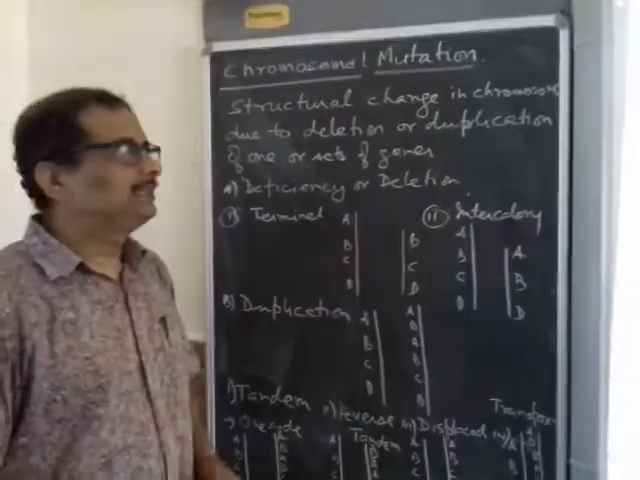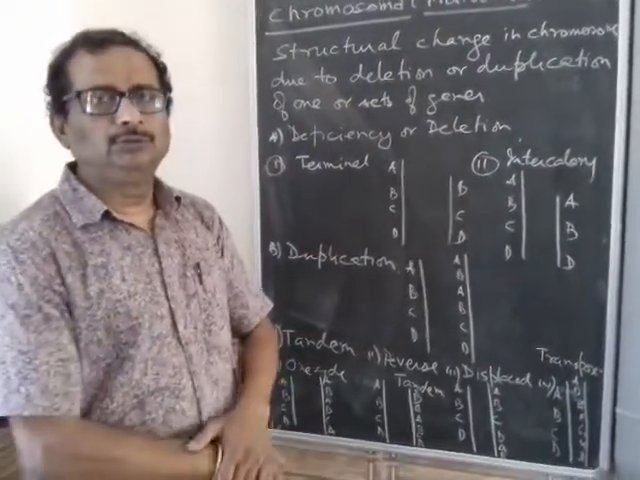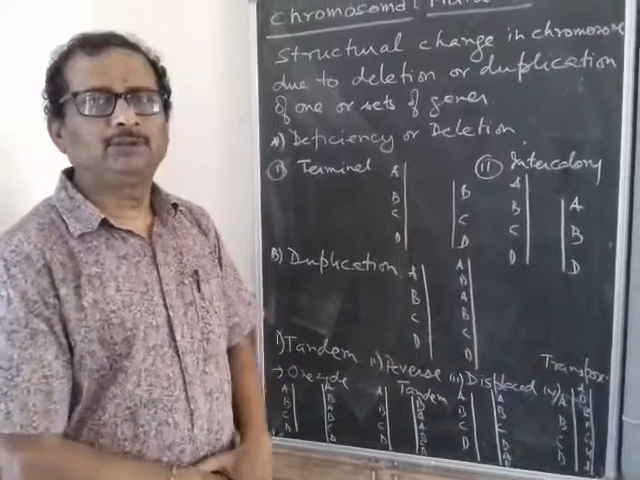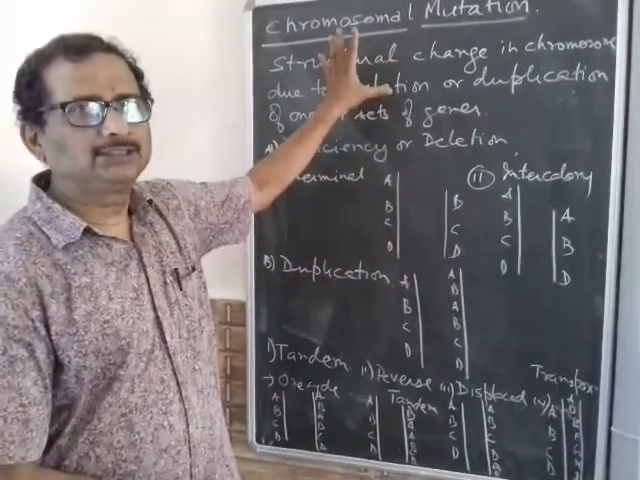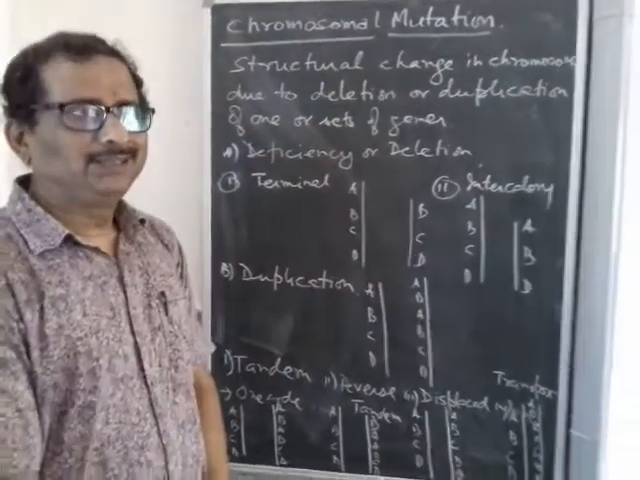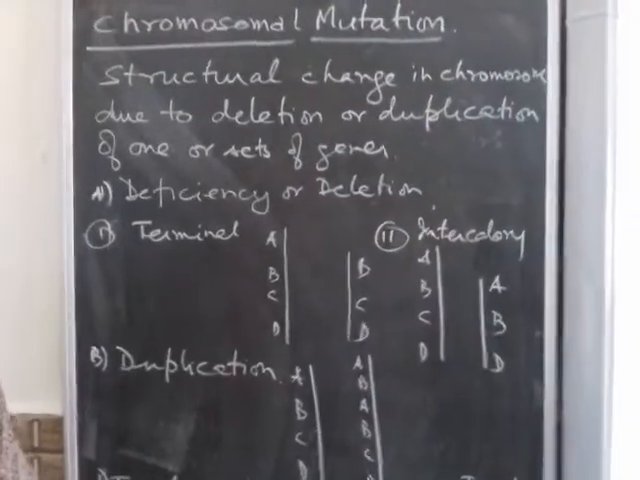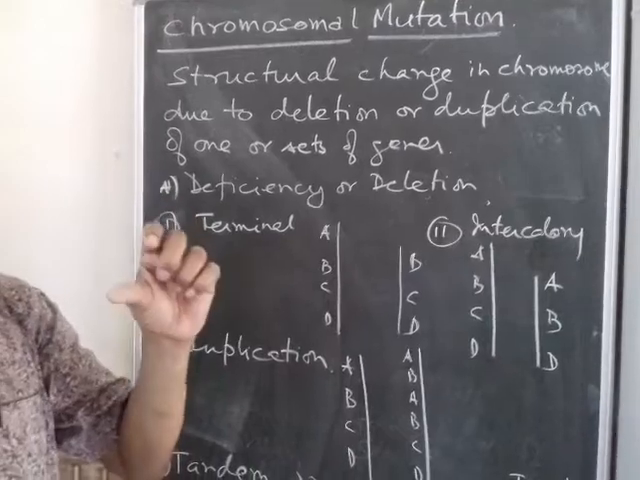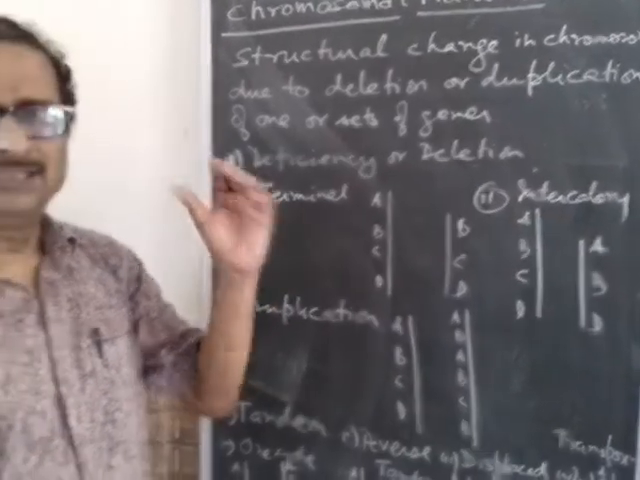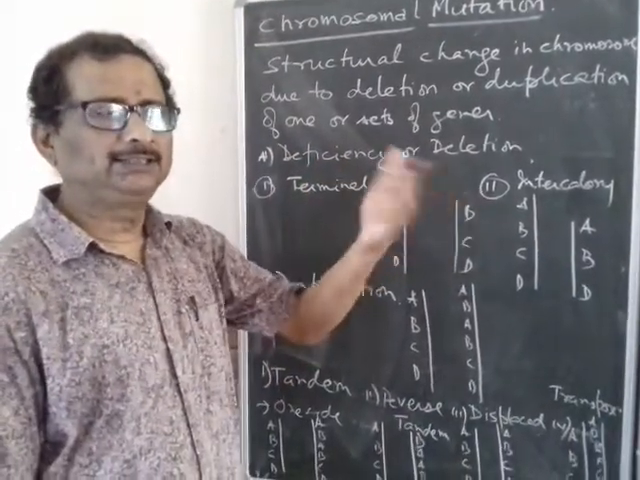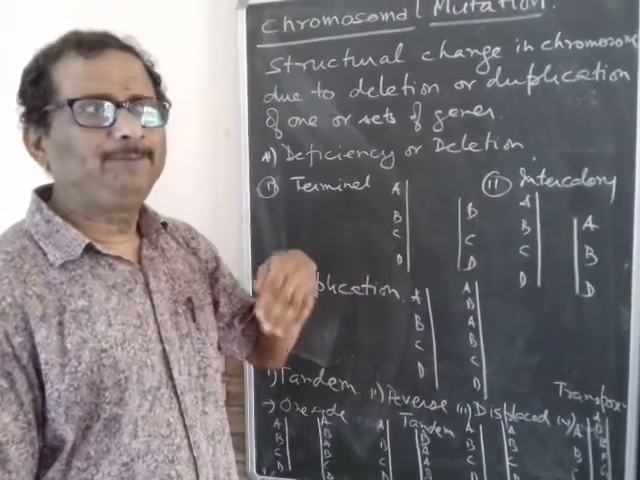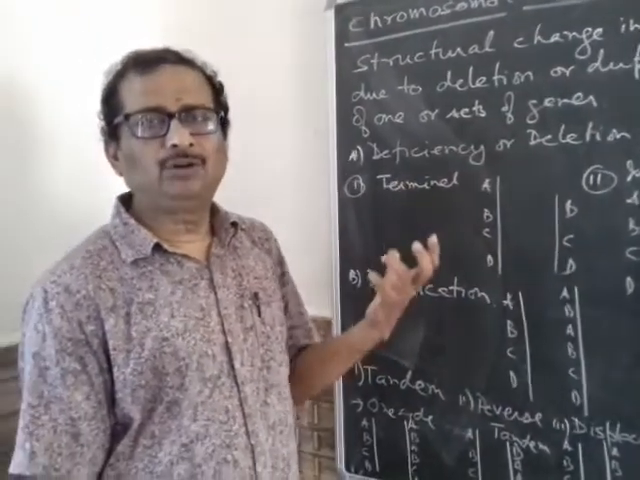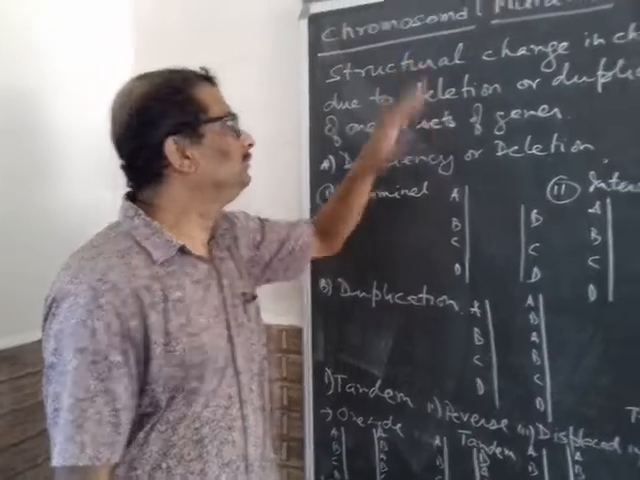Students, for standard 12, today we are going to finish the second part of the chapter on mutation. We are going to discuss chromosomal mutation. Now in chromosomal mutation, usually what happens is that there is a deletion of a particular part of the chromosome, or maybe a single gene or a set of genes is changed, deleted or duplicated. That we call a chromosomal mutation.